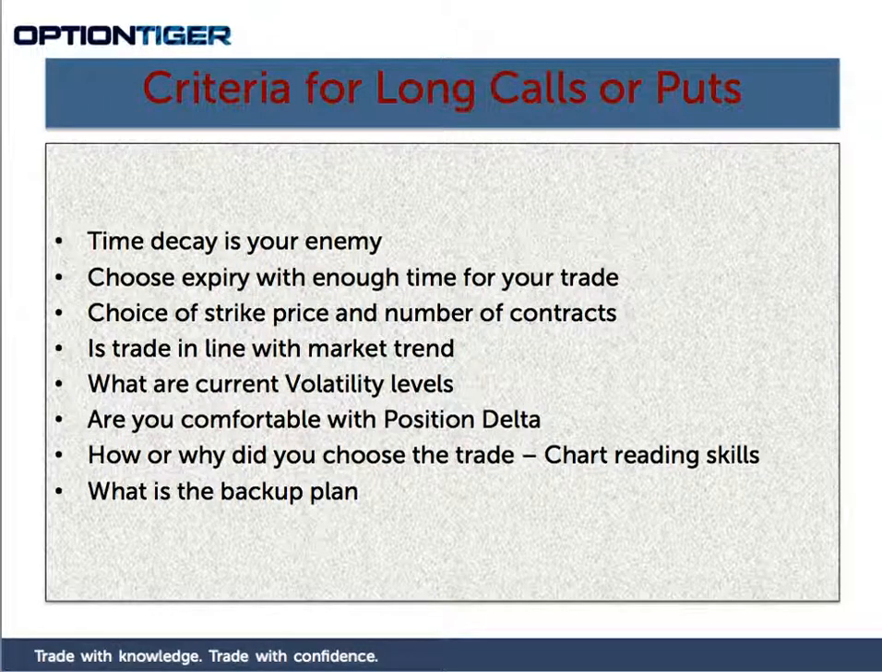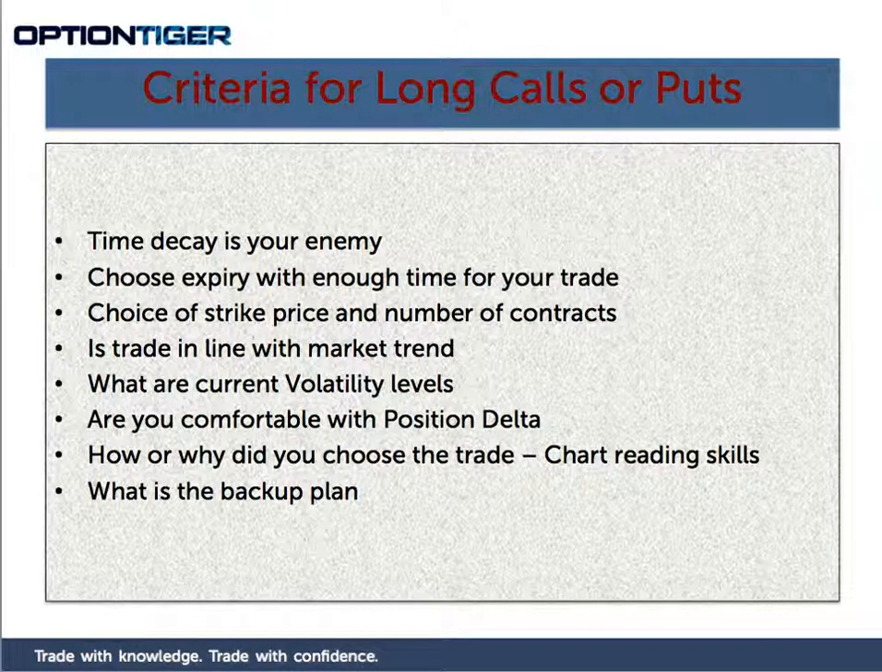The option that you buy has a fixed amount of time before which it has to make its move. And because you pay premium, you're starting off at a disadvantage because of this premium. So if you paid $10 or $20 for an Apple option, you're automatically starting off at a disadvantage, and your position has to overcome this premium and then some more. So time decay is your enemy, and therefore what that means is you have to choose your expiry with enough time for your trade.